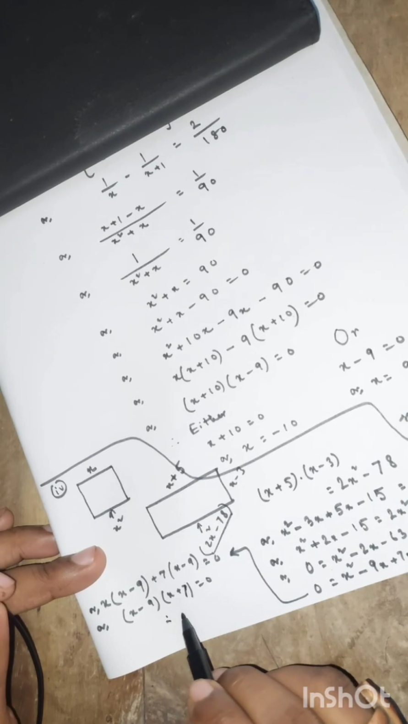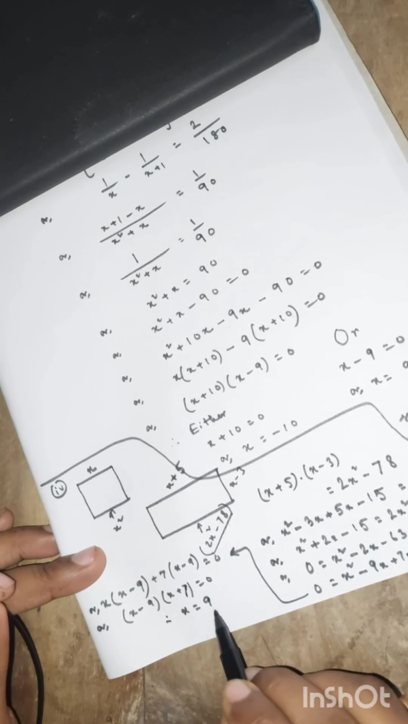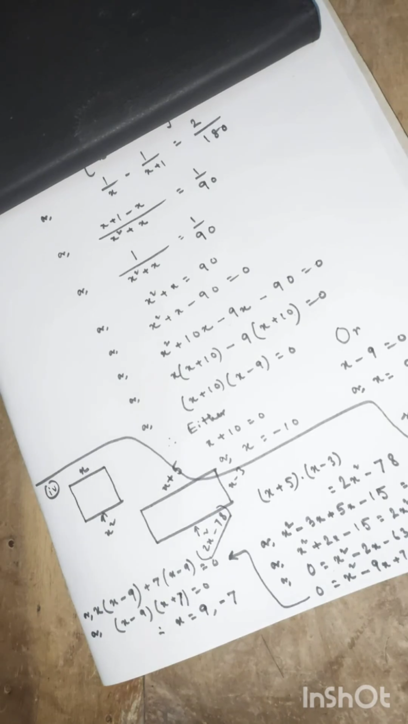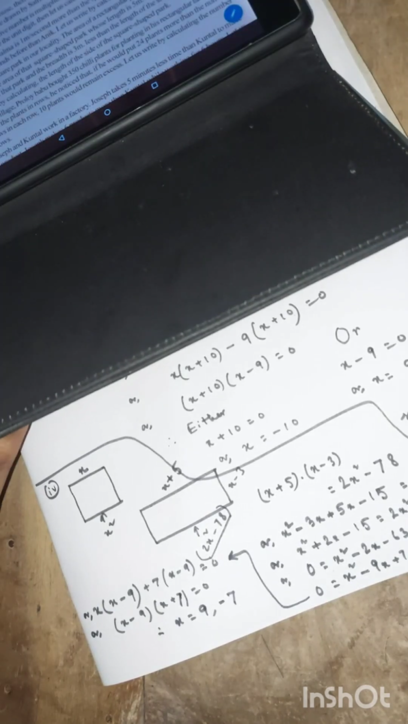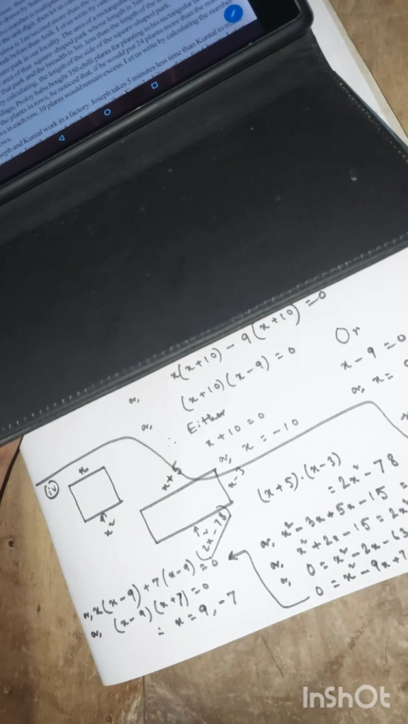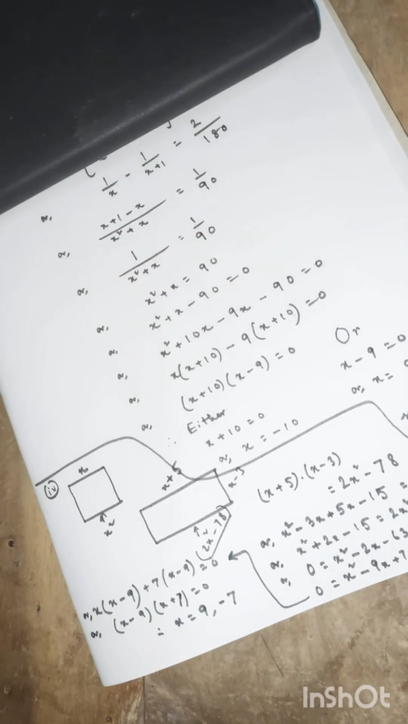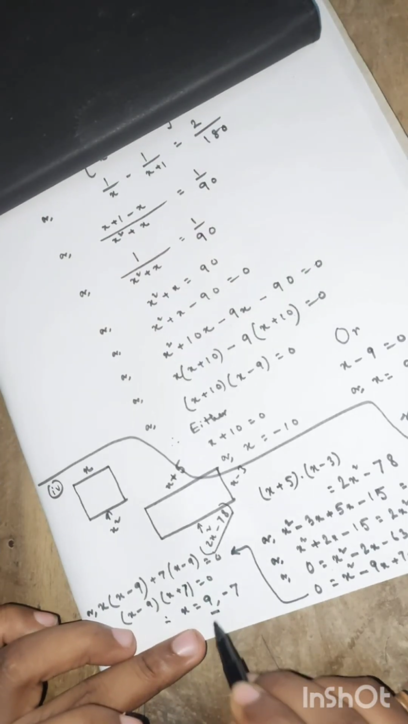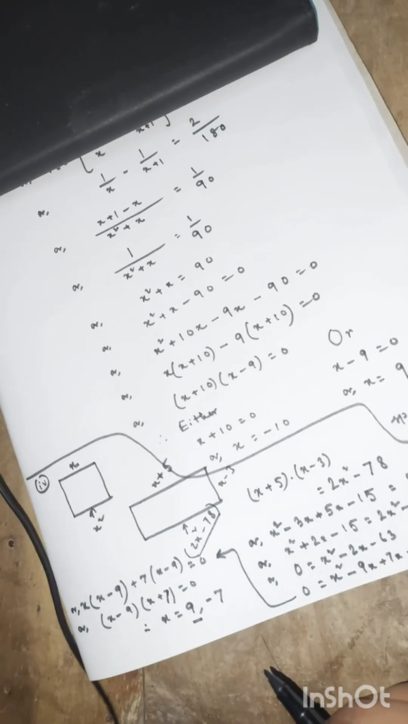Therefore x equal to 9 or minus 7. Now the question says find the length of the side of the square shaped arc. So the length of the side of the square shaped arc should be 9 meter.